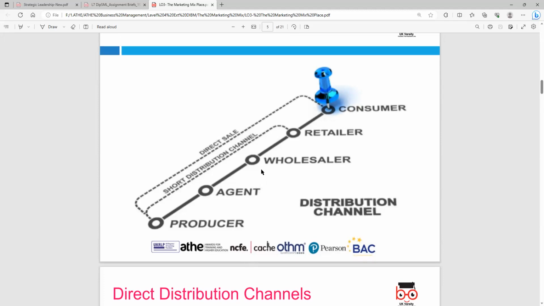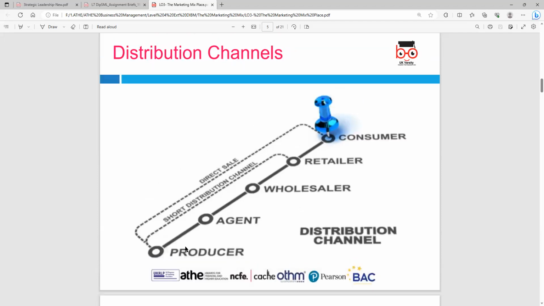If you look at this slide, these are the middlemen: agent, wholesaler, retailer. They charge you commission. If you sell the goods from a producer to the agent, he will sell it to the wholesaler, or the wholesaler will go and buy it from the agent. The agent will charge some commission, or sell it a bit more expensively than yourself.